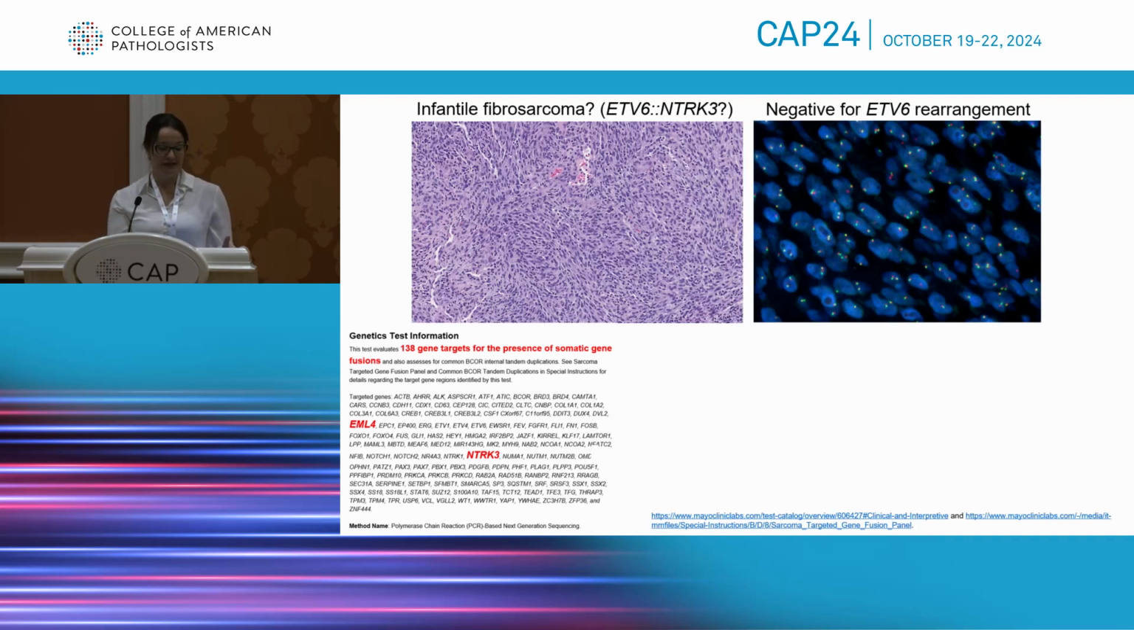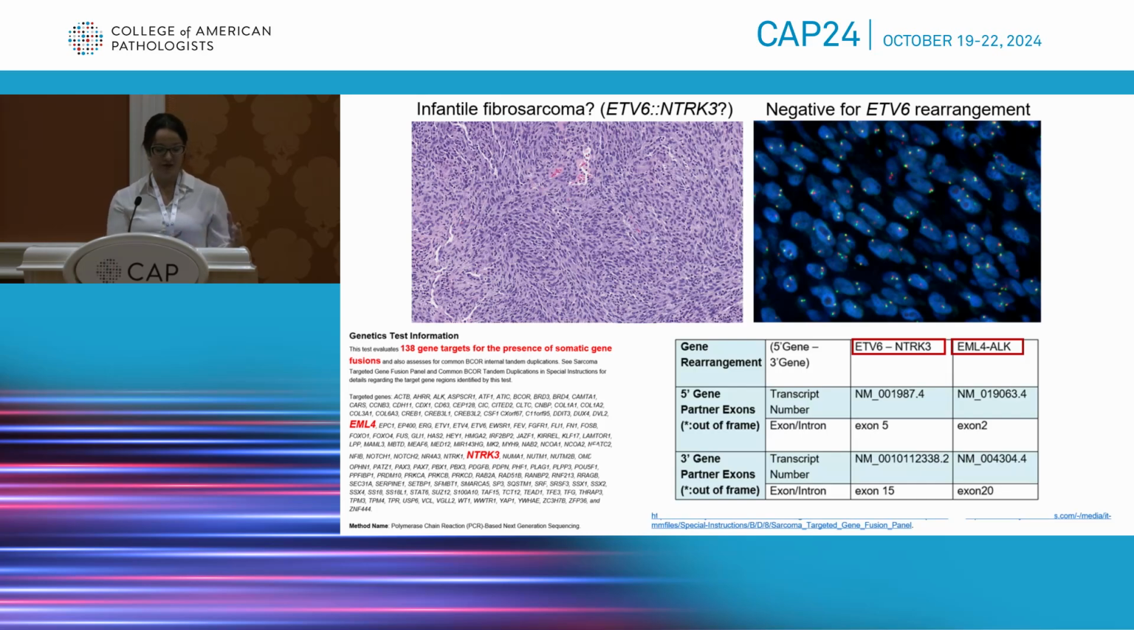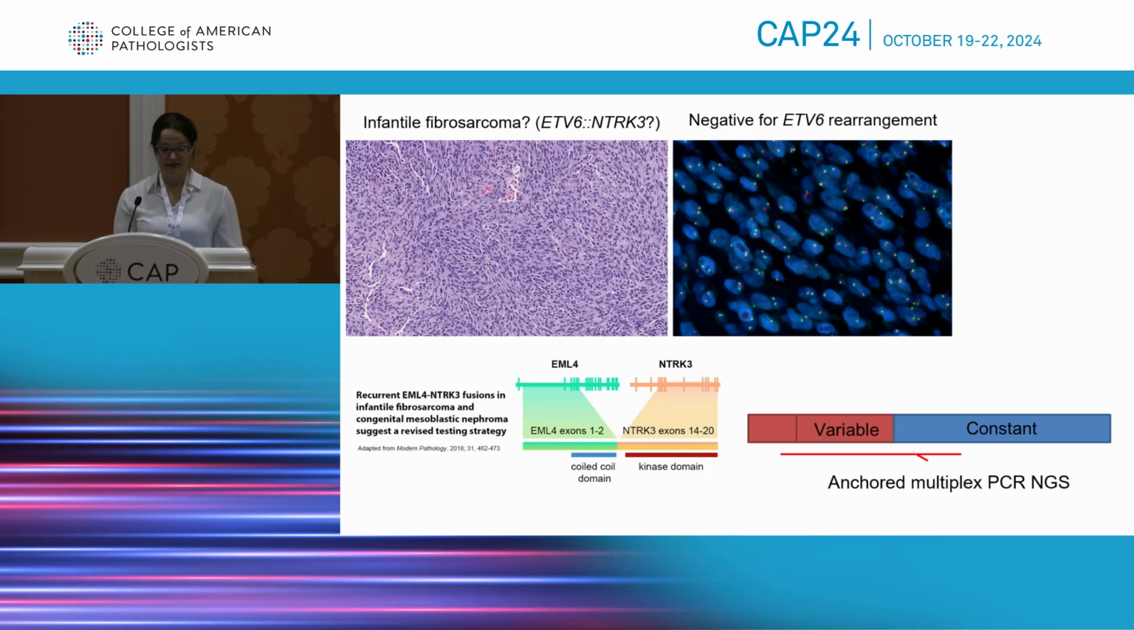When we're choosing an amplicon-based test, it's important not only to look at the list of genes, but also to look at the way that these genes are arranged, because you'll see that the test with the list on the left covers both EML4 and NTRK3, but what they are actually looking for is very specific fusions in ETV6 and TRK and EML4-ALK. So this particular test probably would not be helpful in this case. And in such cases, anchored multiplex PCR-based sequencing would be a better testing strategy, because you only need to know one of the partners.